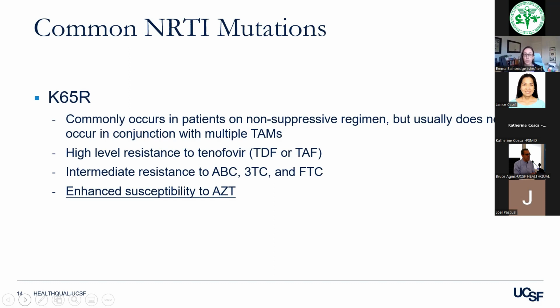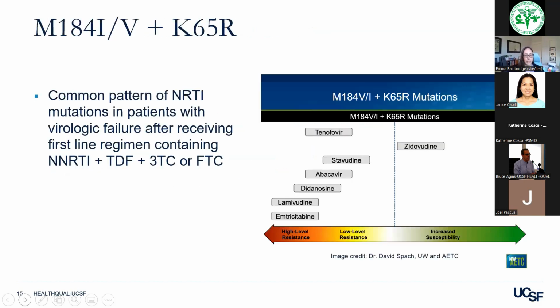In contrast, we very regularly see the M184I or V plus the K65R. And this results in high-level resistance to tenofovir. It also affects abacavir, lamivudine, and emtricitabine, and it increases susceptibility as well to the zidovudine. So like I said, we often see these together, and this is just sort of a summary of the impact of the mutations when you see both of them in the same patient.